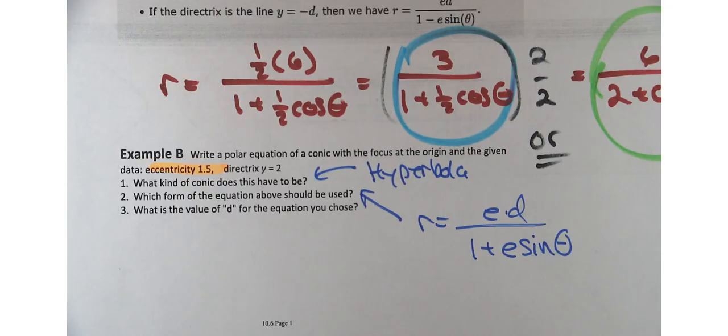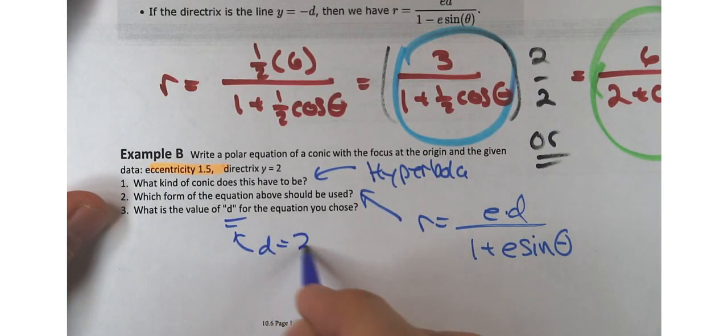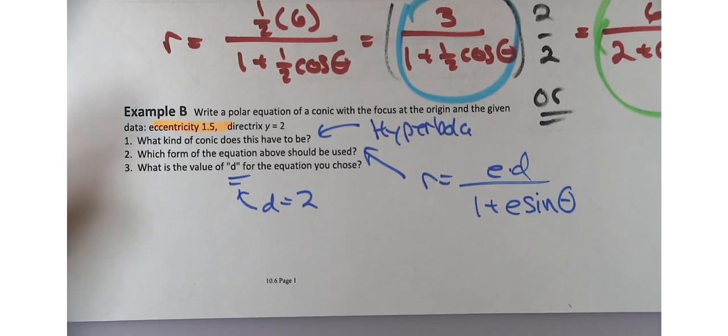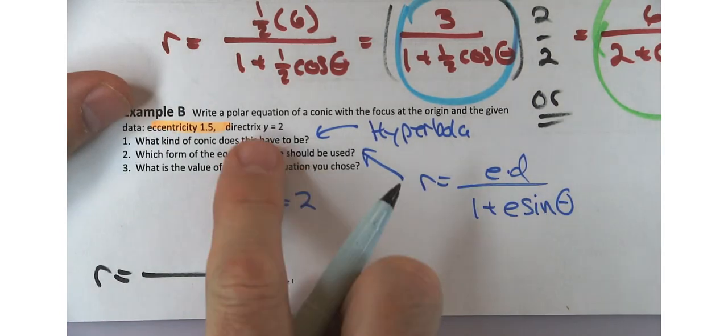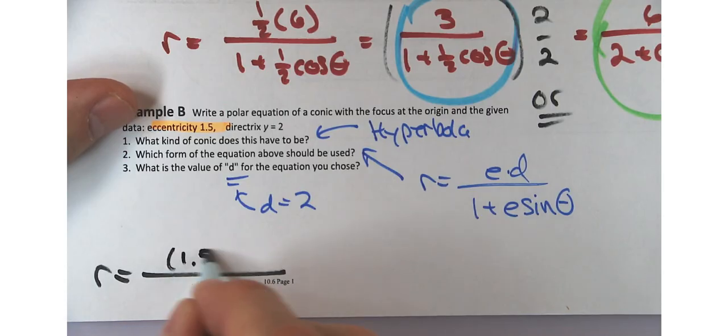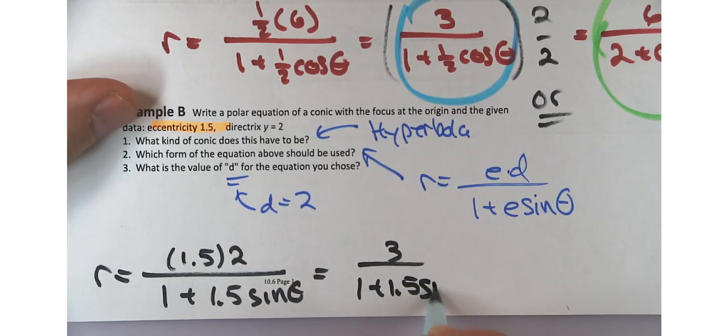Okay. What's the value of D that should be used here? Yeah, D equals 2. Let's put all that together, see if we can't figure out our equation. So it's going to give us R equals 1.5 times 2 over 1 plus 1.5 sine of theta. And that does equal 3 over 1 plus 1.5 sine of theta.